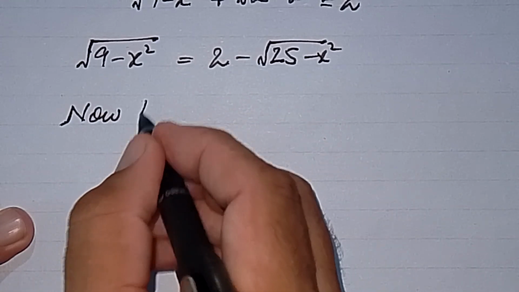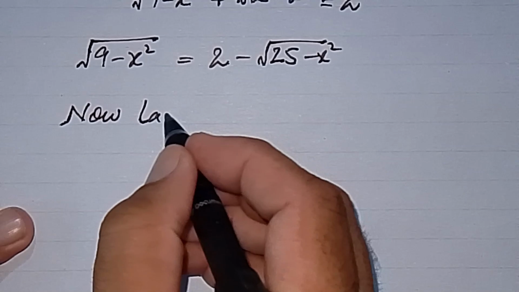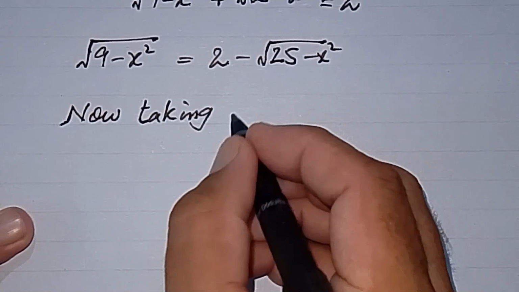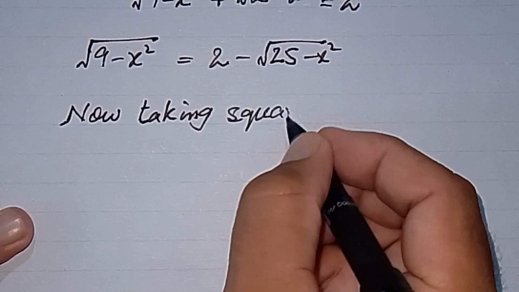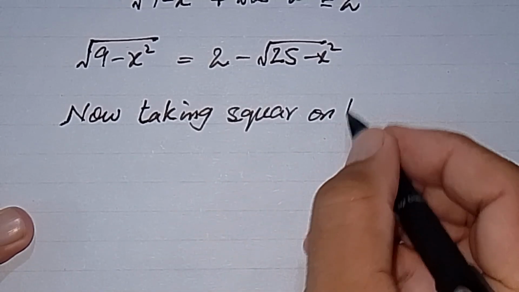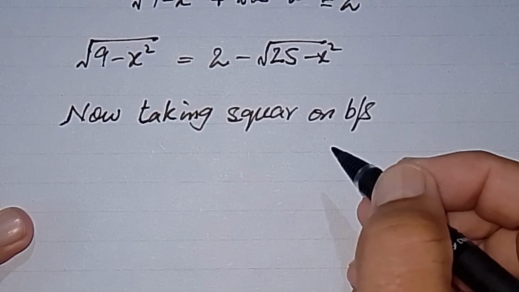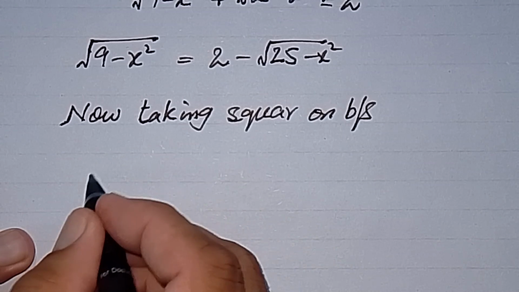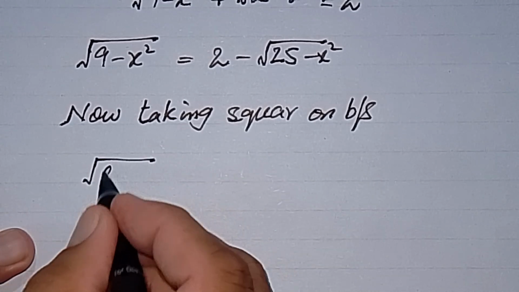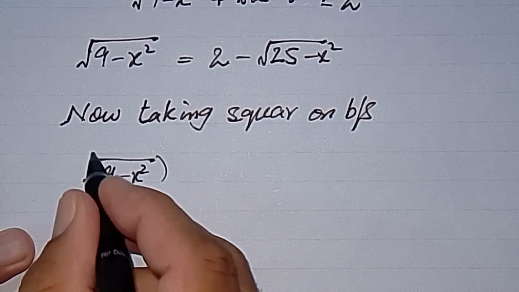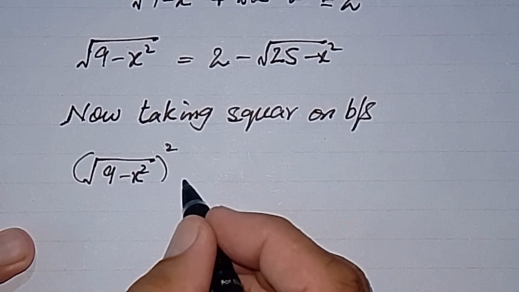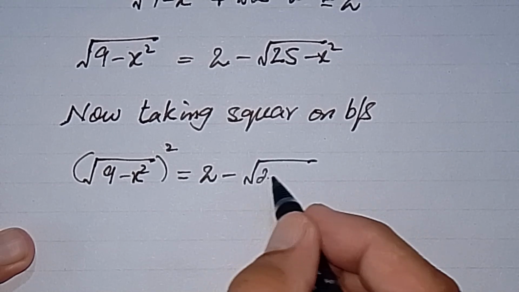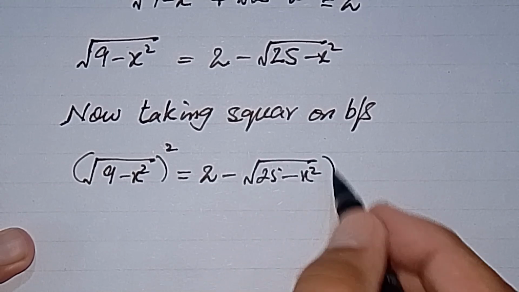Now taking square on both sides, then under root 9 minus x square whole square is equal to 2 minus under root 25 minus x square whole square.